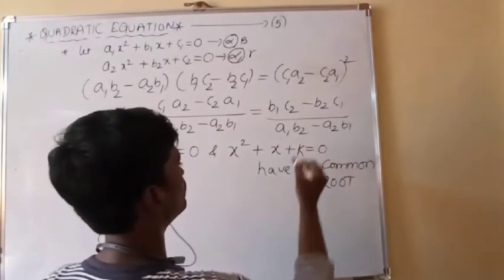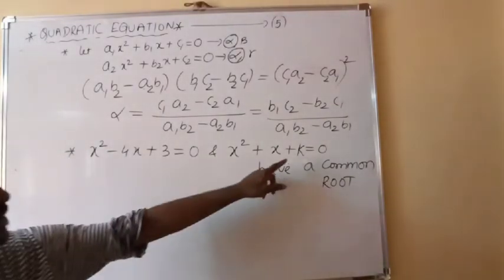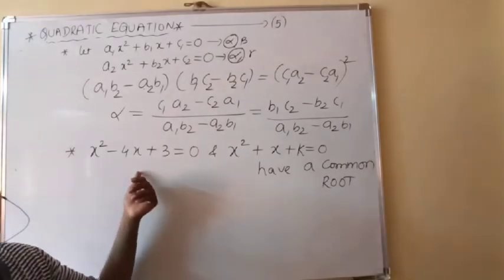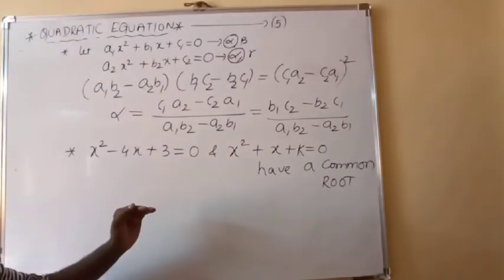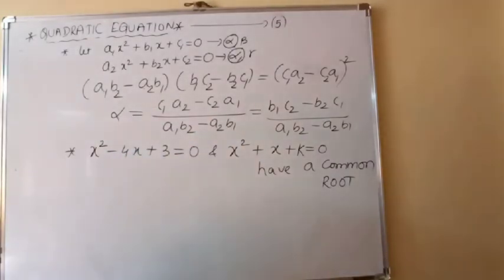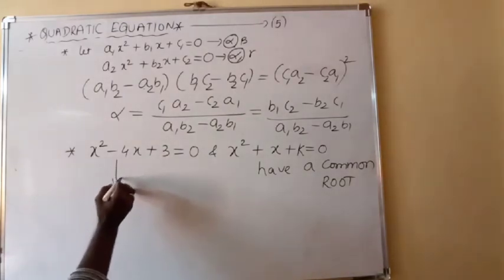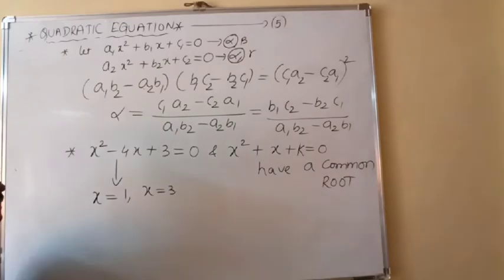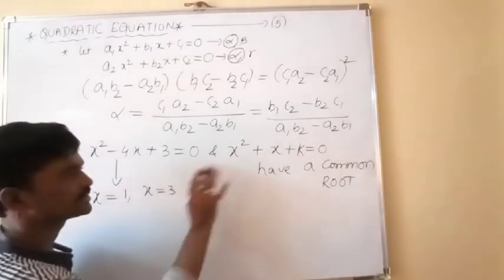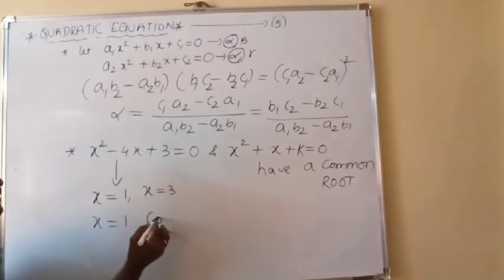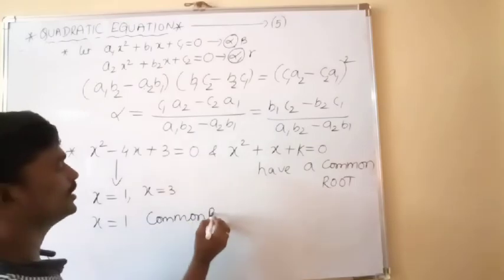Here this problem can be done in two different ways. The unknown appears only in one quadratic equation and the other quadratic equation is free from unknowns, so to get the k value we can solve this problem in two different ways: directly using the condition, or solve this equation and find the roots first. If you solve this equation, you will get the roots x is equal to 1 and x is equal to 3. Here they told that both equations have some common root. Suppose x is equal to 1 is the common root.